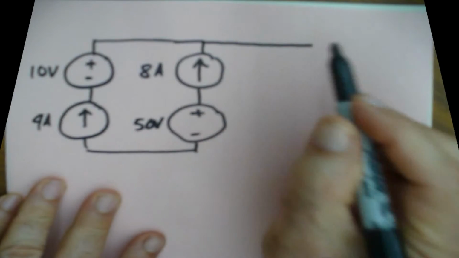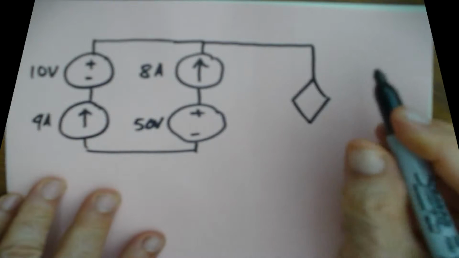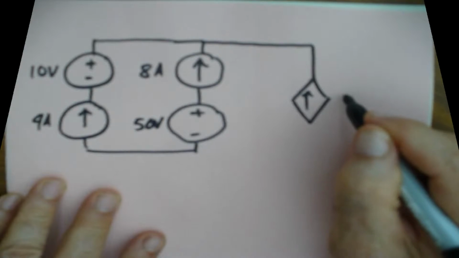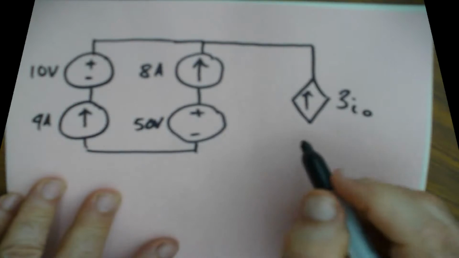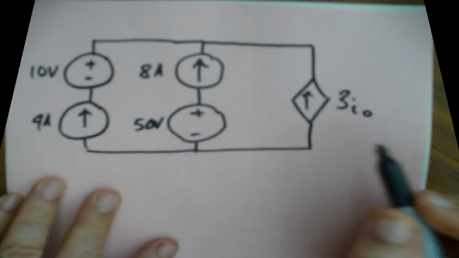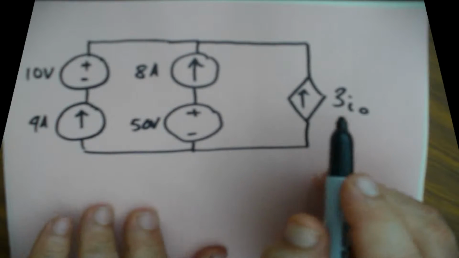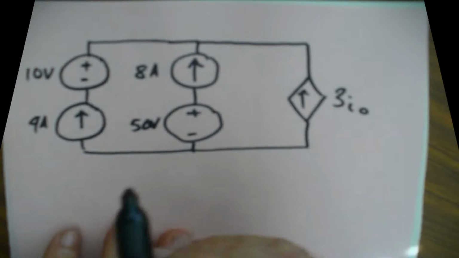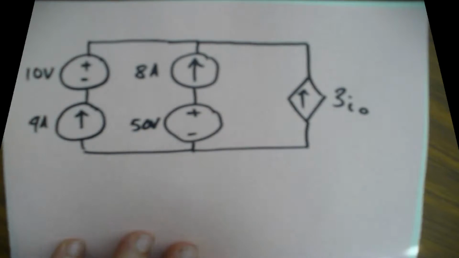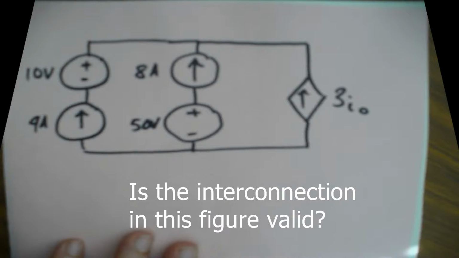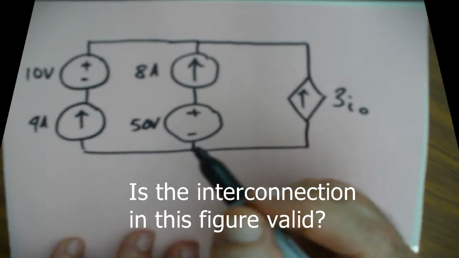And then in line with all of these is a dependent current source, and this is given as 3I0, and that is parallel to these two lines right here. So this has 4 amps going through it. The question is, is the interconnection in this figure valid? Okay, now we have to figure out if this is going to be valid.